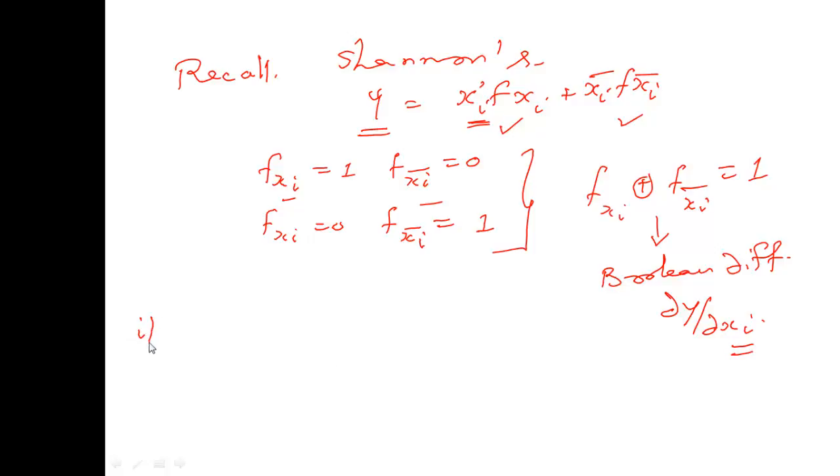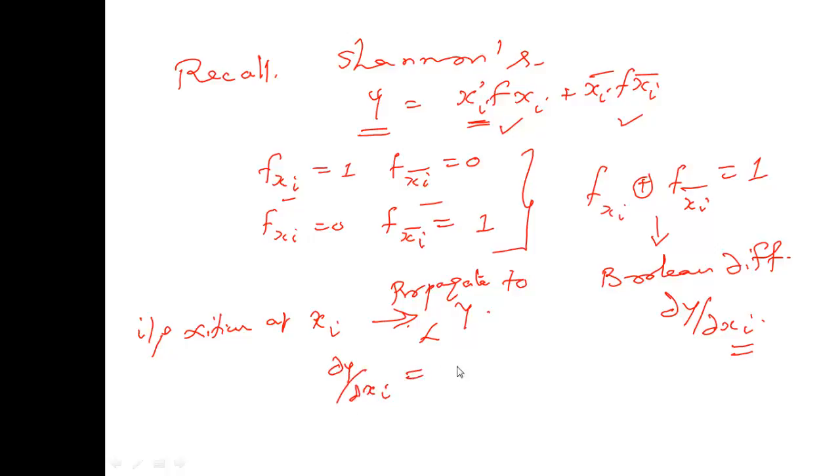That means the input transition at xi will have an effect on the output. That is, it will propagate to y. That is what it means. It will happen only if my dy by dxi is equal to 1, that is either f of xi or f of xi bar is 1, but not both simultaneously. You can actually think, if I have f of xi and also f of xi bar to be 1, that means it doesn't make any difference on y whether xi is a 1 or a 0. That's what it is. It is simple.